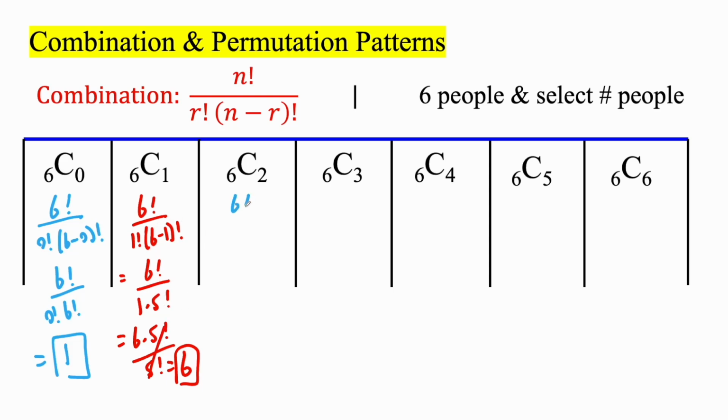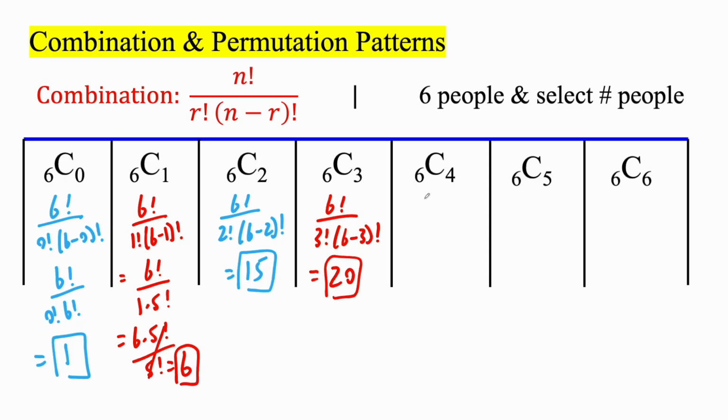So we have 6 factorial divided by 2 factorial, parentheses 6 minus 2, close it, factorial, and we end up getting 15. Then we'll do the next one, 6 factorial divided by 3 factorial, parentheses 6 minus 3, close it, factorial, and we end up getting 20. Now we have 6 factorial divided by 4 factorial, parentheses 6 minus 4, close it, factorial. So then we end up getting 15.